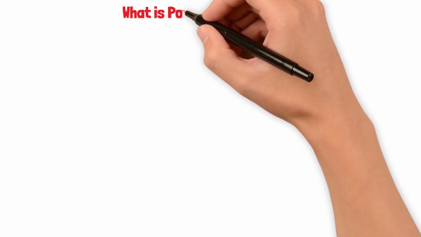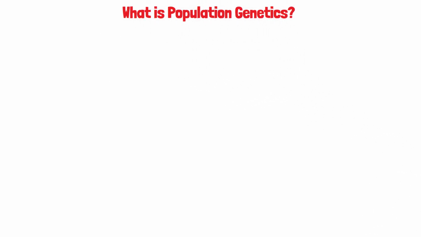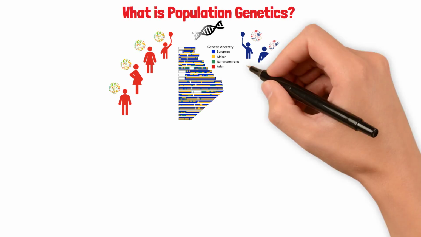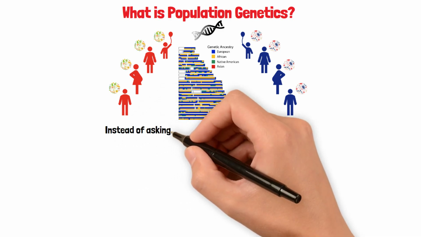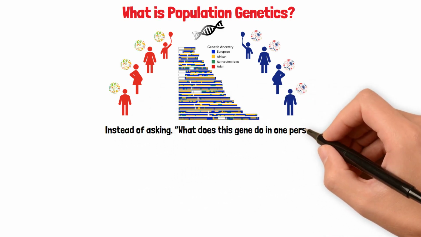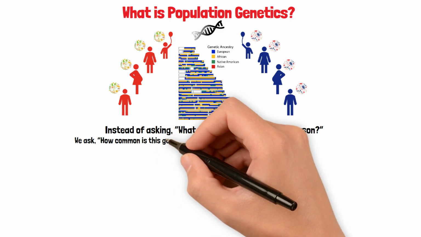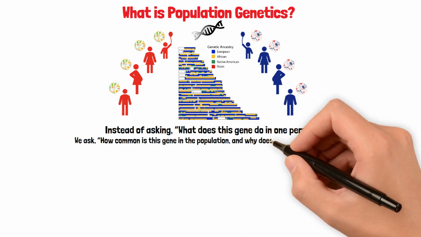What is population genetics? Population genetics looks at how allele frequencies, the proportions of different versions of a gene, change across generations. Instead of asking, what does this gene do in one person? We ask, how common is this gene in the population and why does that change over time?